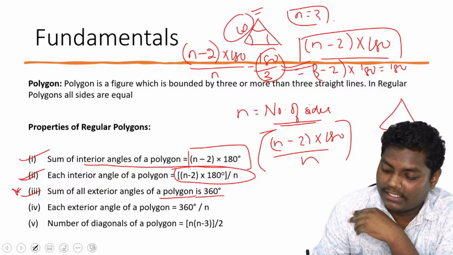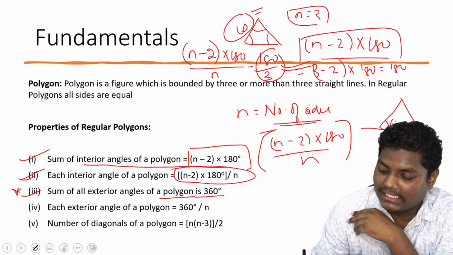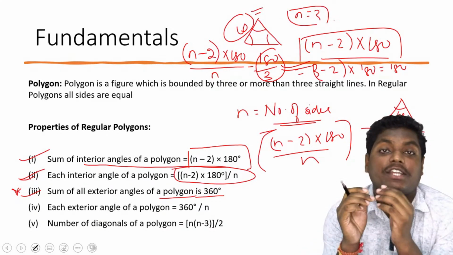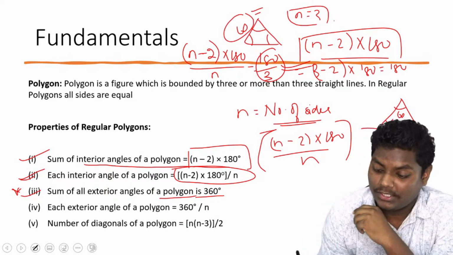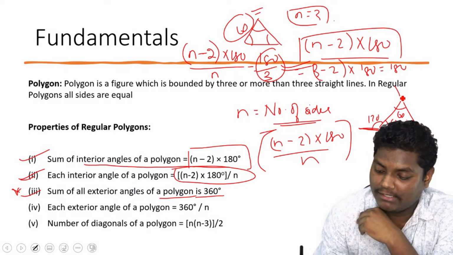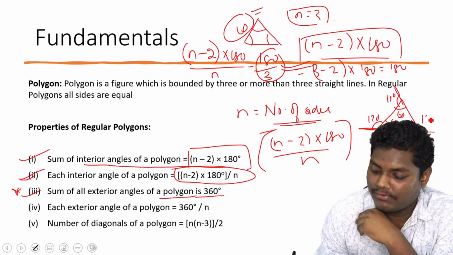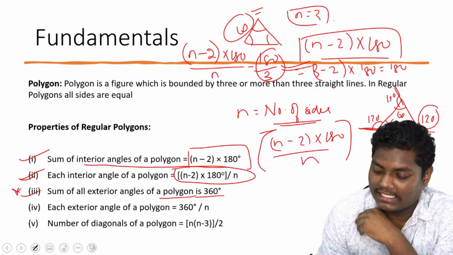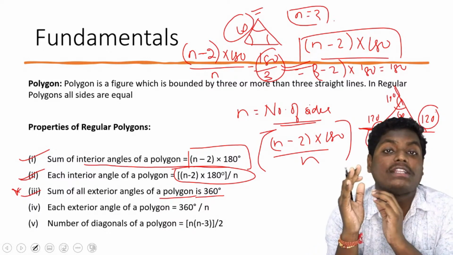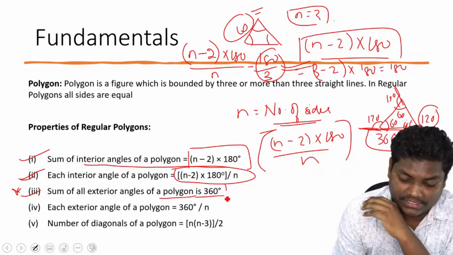So for a triangle, considering an equilateral triangle, the interior angles are 60, 60, 60. It has all the angles equal. So if we extend, this angle will be 120. Similarly, if we extend, this angle will be 120. This angle will be 120, and if we add all these angles, it will come to 360 degrees. So what this means is the sum of all the exterior angles is equal to 360 degrees.